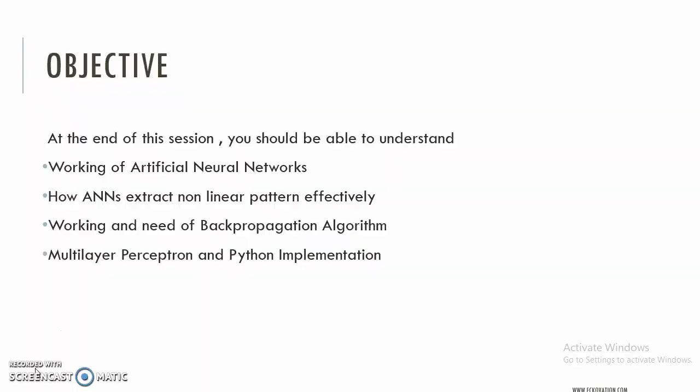Okay, so let me first tell you the objectives of this session. At the end of this session, we're going to discuss artificial neural networks, how they work, and how they handle different patterns linearly and effectively. We're going to discuss the backpropagation algorithm, the different perceptrons and the multi-layer perceptron, and the implementation in Python programming. So that's all the objectives for this session.